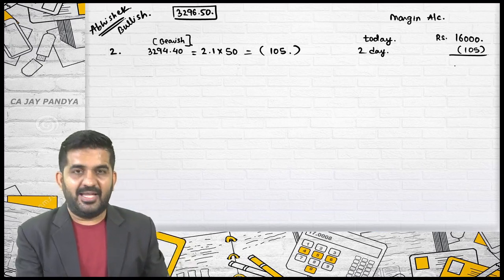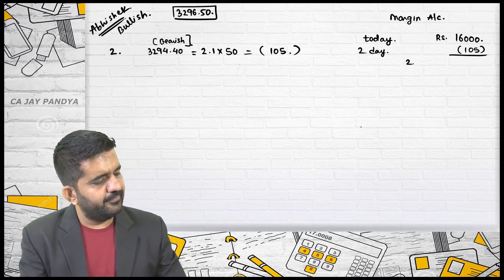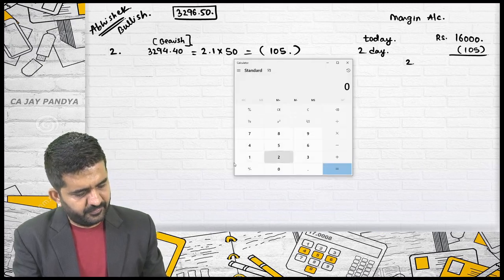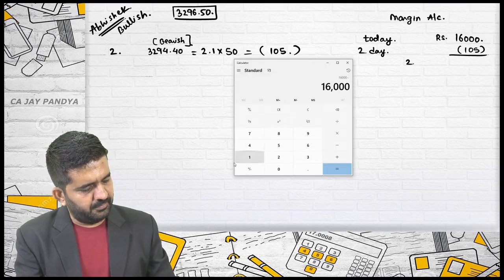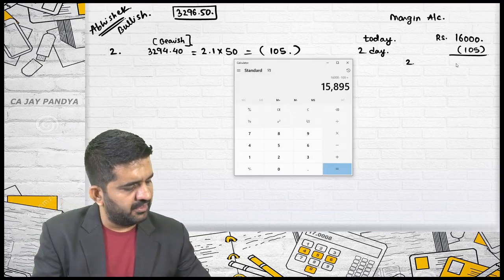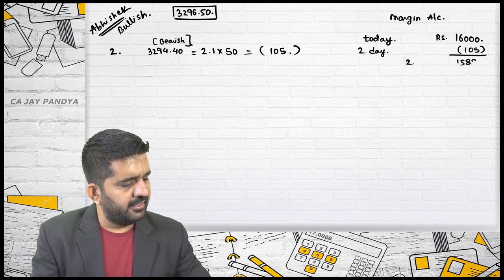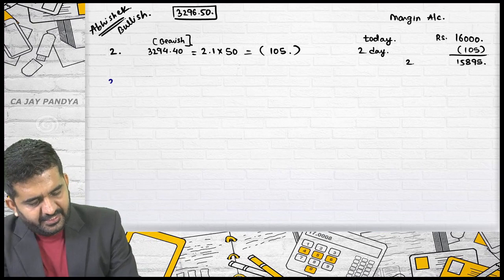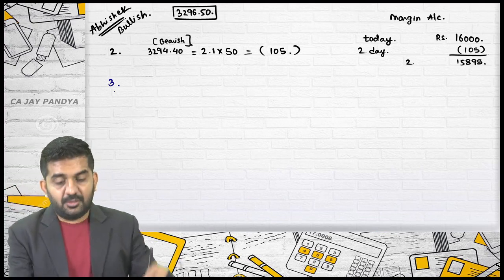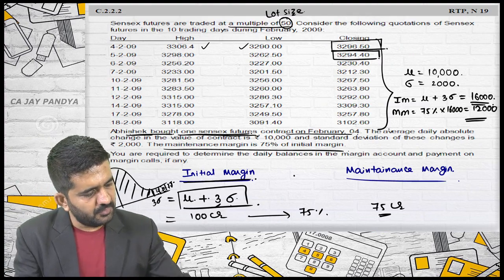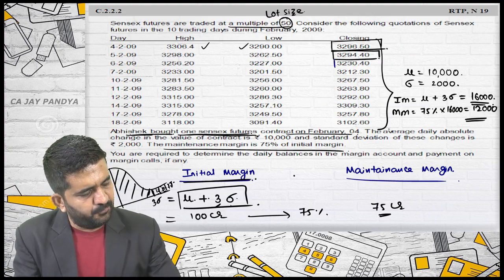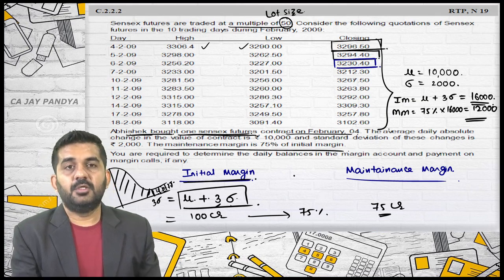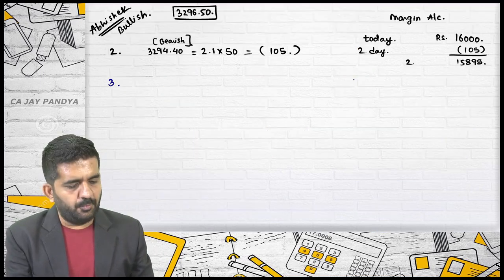My new balance as on the second day will be 16,000 minus 105, which is 15,895. I'll have to go to the third day. On the third day, what is the closing rate? 3230.40.